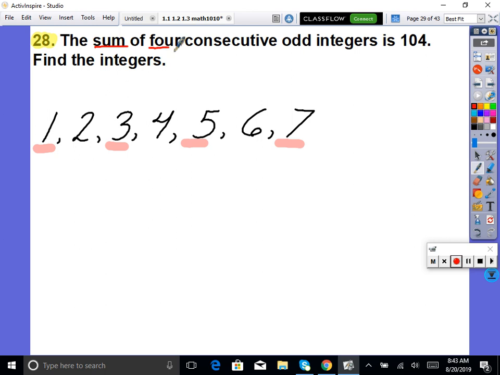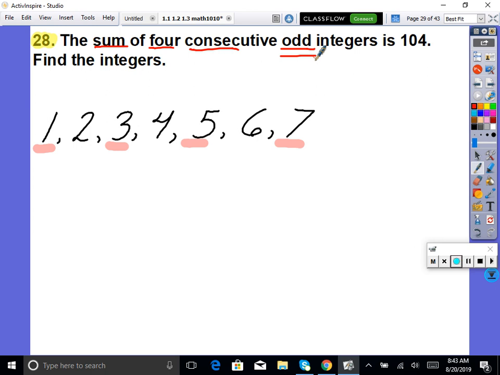If we add 4 consecutive, meaning they come one right after another. Now this one says they have to be odd integers. So we're only adding odd numbers like 1, 3, 5, 7. Do you guys see? And you see why they're consecutive. Those odd numbers come one right after another, don't they?